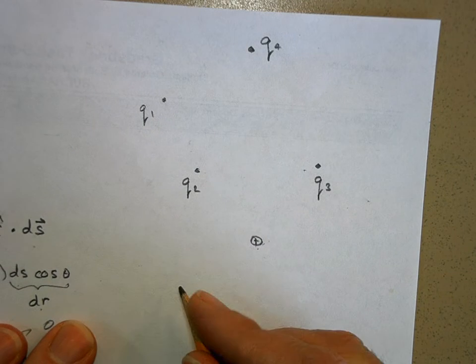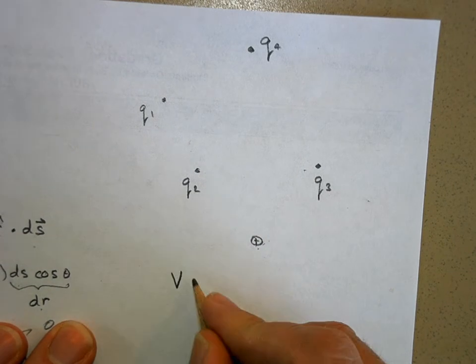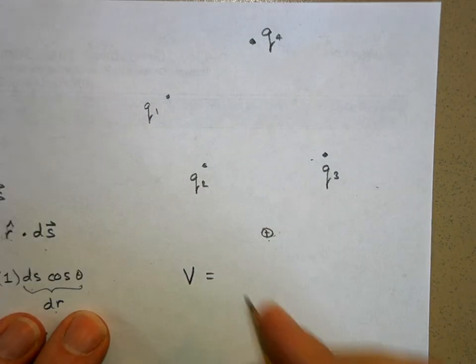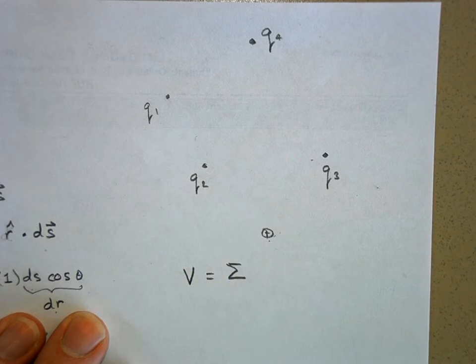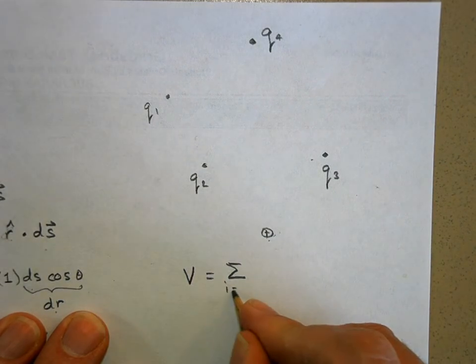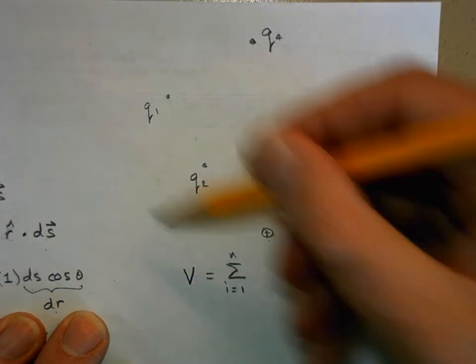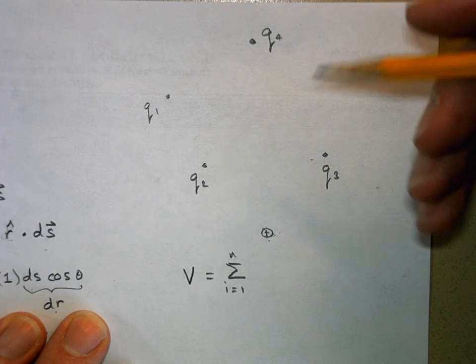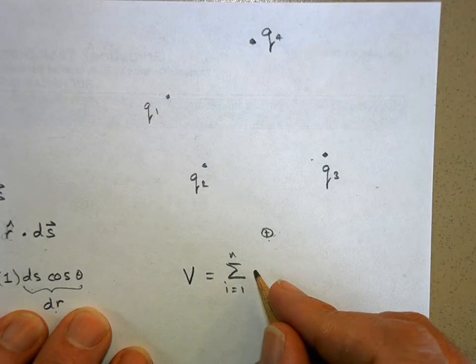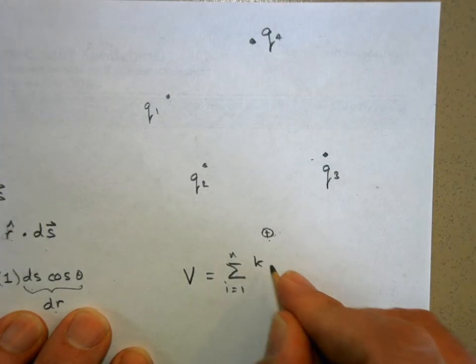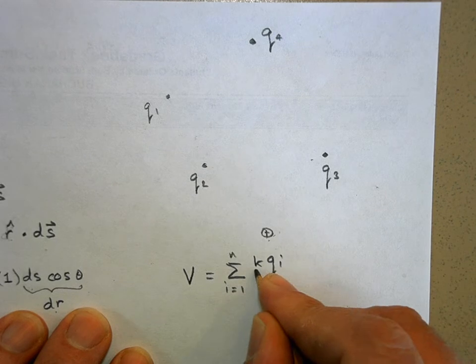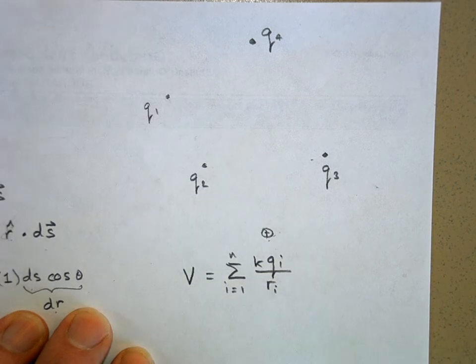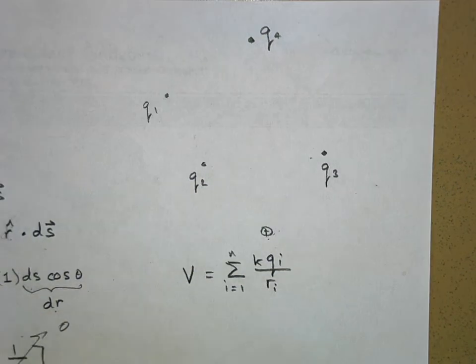So I can say that the total voltage is equal to the sum, where i equals 1 to n, if I have n number of charges around here, of K Qi over Ri. Okay? So I'm just adding these up together.